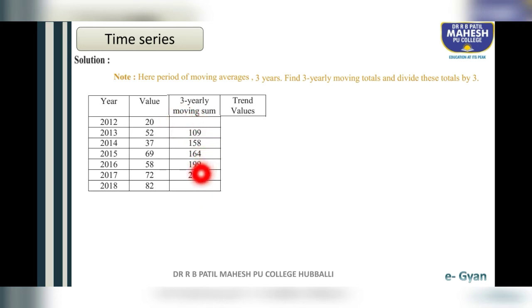Students, for 3 yearly moving averages, we leave the first one and the last one as a gap. The first is a gap and the last one is a gap. Now you have to find the trend values. How to find trend values? Students, the trend values are the sums divided by 3, because it is 3 yearly. 109 divided by 3 is 36.33.